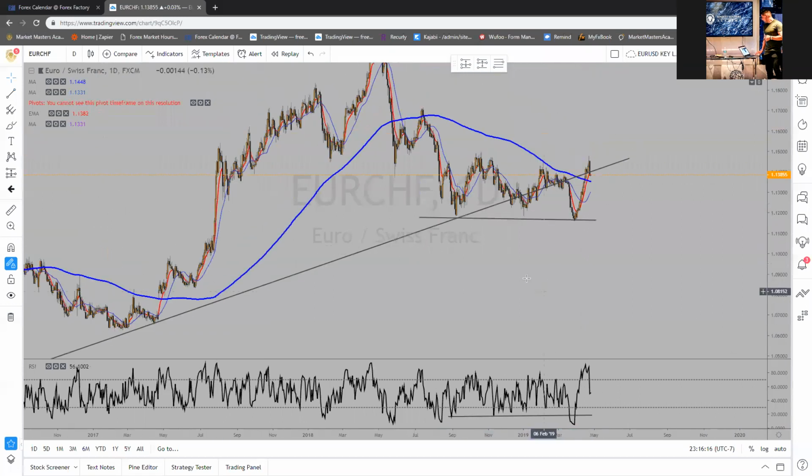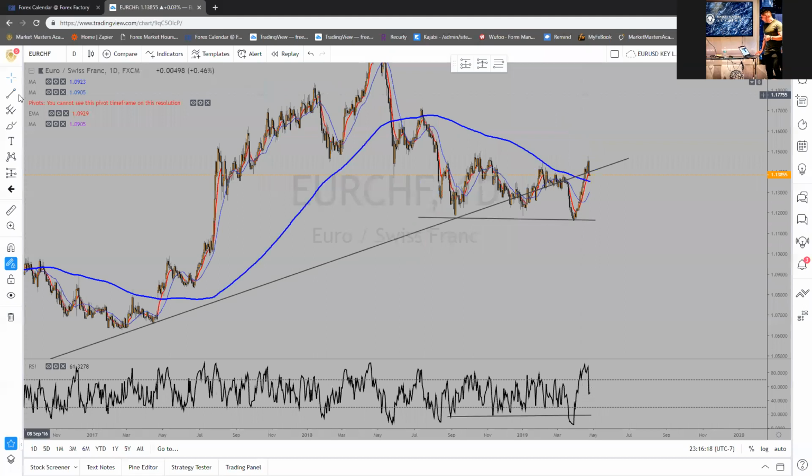So on the daily, all right, pretty much what I see here, we got a triple bottom going on. 1, 2, and then 3. So neckline would be right there.